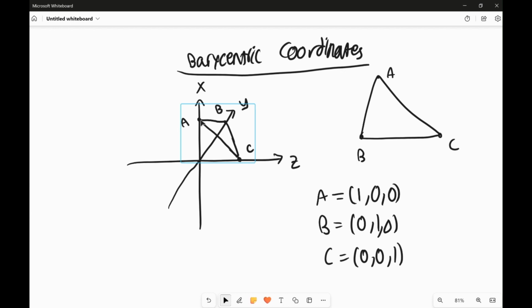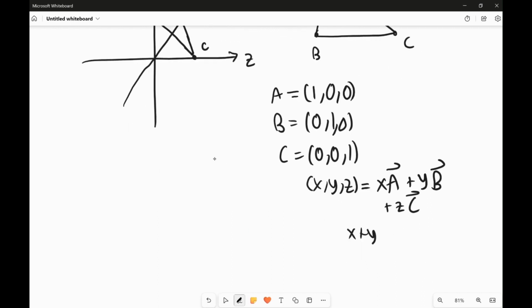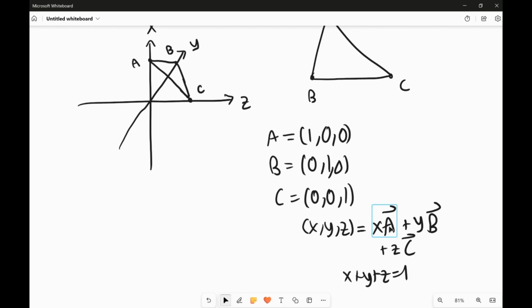And for the plane ABC, to make sure that we don't have a point that's over here or over here, for instance, the barycentric coordinate of a point inside the triangle is defined as (x, y, z), which is just x times the vector A plus y times the vector B plus z times the vector C, and we must have x plus y plus z equal to 1. We can define the origin of where these vectors come from anywhere, because the location is still preserved.